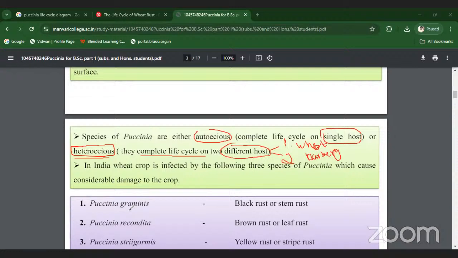So in India, the wheat crop is infected by the following three species of Puccinia: Puccinia graminis tritici, Puccinia recondita, and Puccinia striiformis. They mostly infect the wheat crops in India.